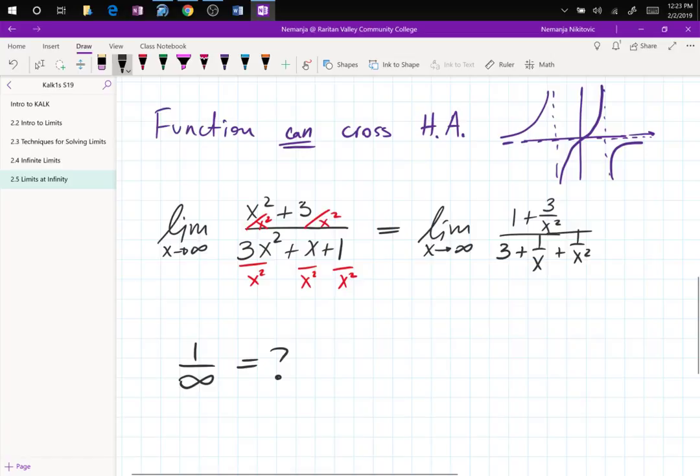Because you are dividing 1 by x, but x tends to go to infinity. So what is the answer if you are dividing by infinity? What do we get? What do you think?